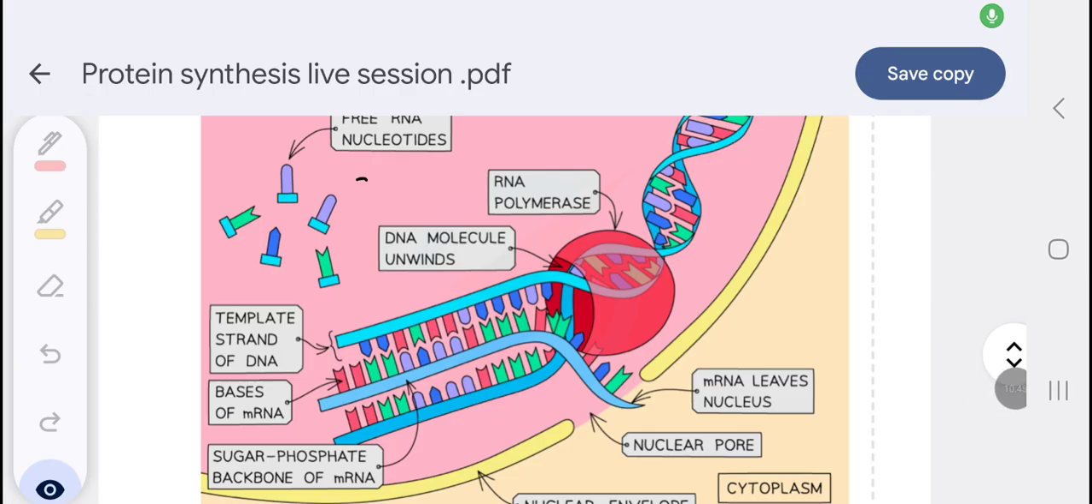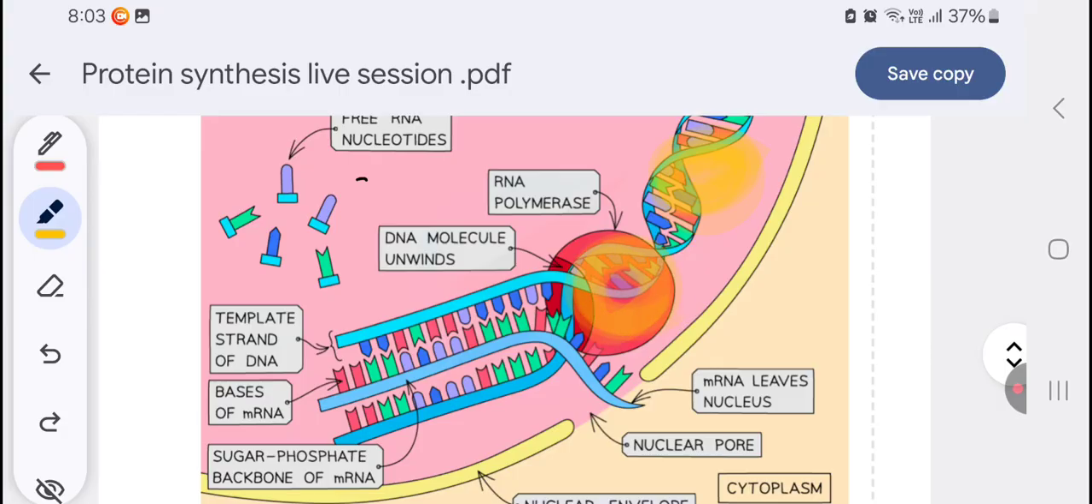So what we see here is the double-stranded DNA in the nucleus. The pink part of this picture is the nucleus. The yellow part is the cytoplasm. The DNA, we said, is kept in the nucleus. So this DNA double helix, we want to copy a certain gene. This molecule, which is called DNA polymerase, is the molecule responsible for opening the DNA molecule. So it opens it into two single-stranded DNA.